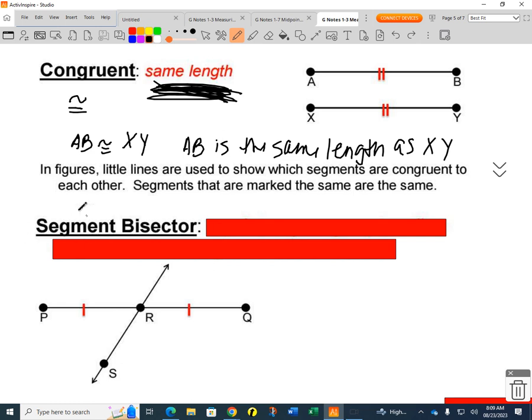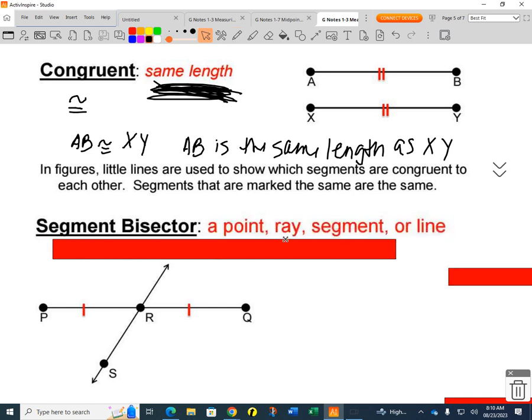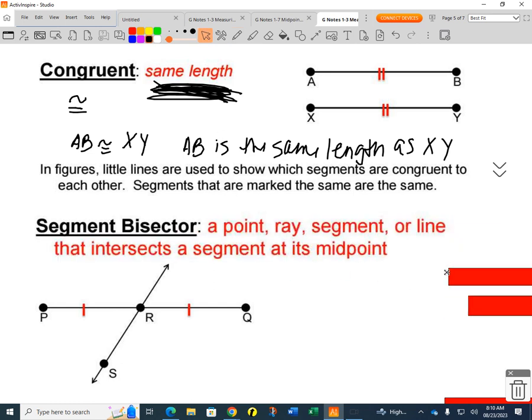Segment bisector. So we have a segment and we bisect it. What's the prefix bi stand for? 2. What does the word sector mean? An area, a section, a part. So this is going to be 2 parts, and for our purposes, they have to be 2 equal parts. So you can have a point, a line, a segment, anything that intersects a segment at its midpoint. That means it's going to split it.